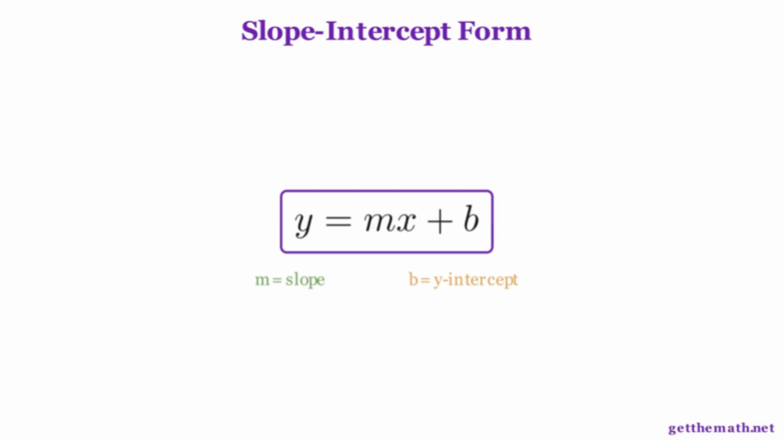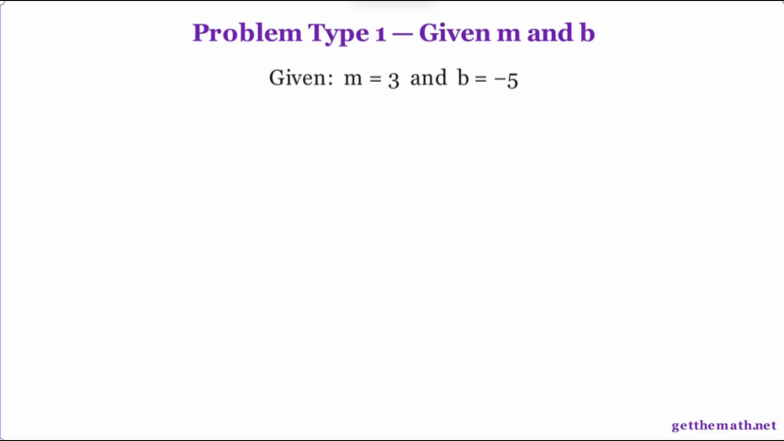Let's go. Problem type 1: given m and b directly. Write the equation of a line where m equals 3 and b equals -5. In our first type, we're handed both pieces of information directly, the slope m and the y-intercept b. All we have to do is plug them straight into the formula.